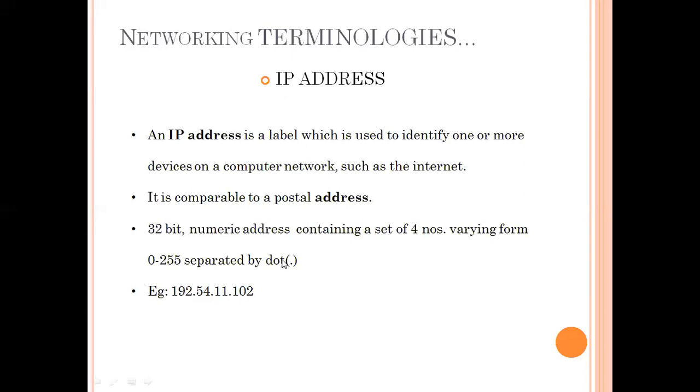Okay, and one more thing you can see here, that each of these numbers before and after the dot, you can see 192 or 54 or 11 or 102, it always lies between 0 to 255. इसमें से एक भी नंबर 0 to 255 के पहले या बाद में नहीं होगा. You will not have an IP address like 192.315. ऐसा कभी नहीं होगा. Each and every number you can see here will always be in 0 to 255.